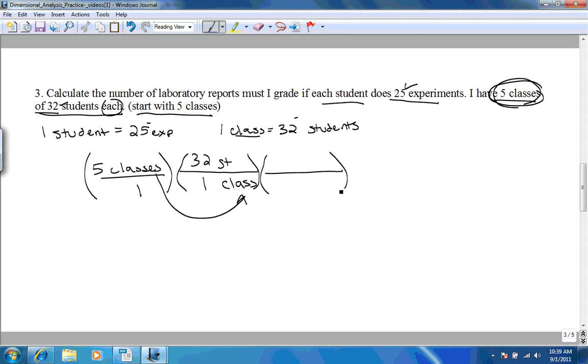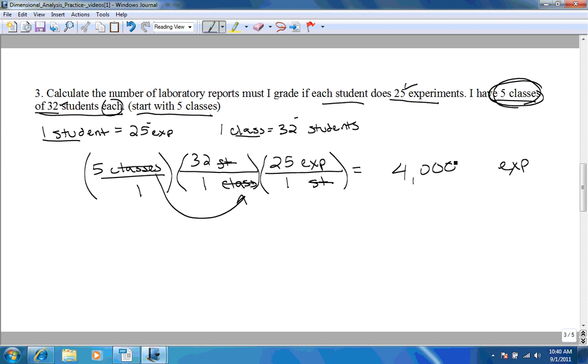From here, we're trying to figure out how many experiments. So we have every student, so one student, that's from here, does 25 experiments. That's going to be on top, because one student equals 25 experiments. The classes cancel, the students cancel. That leaves us with experiments left over. So it's going to be 5 times 32 times 25, which is equal to 4,000 experiments. That's 4,000 laboratory reports that this teacher has to grade. That's a lot of labs.